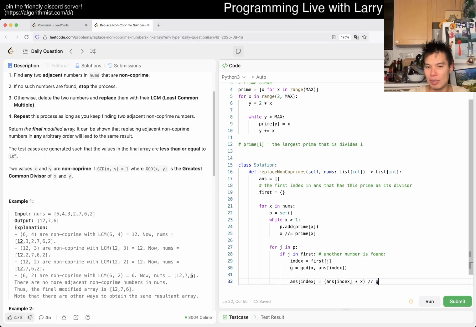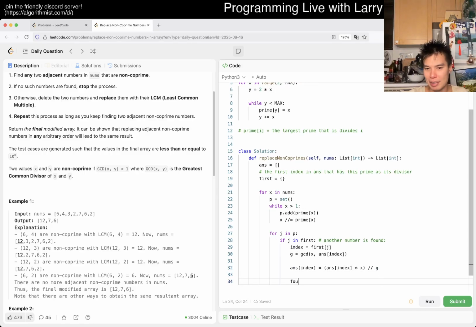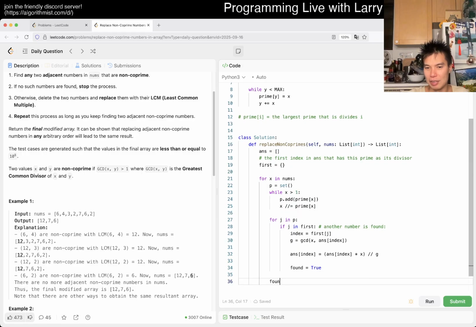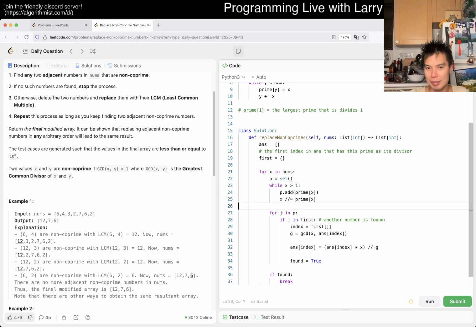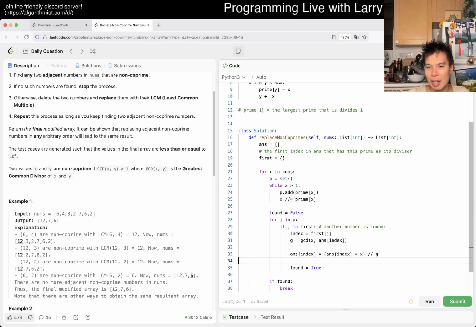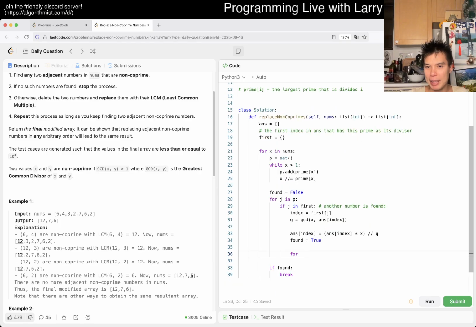And then in this case, that means found is equal to true. Then if found, we break or something like that, right? But it also means that now we can go through this particular p and then add it to the answer, right? Because now, for k in p, we say if... I don't know if this is the best way to do it though, honestly.